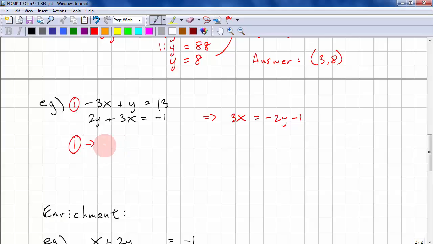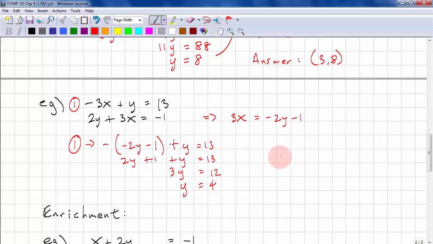Now we substitute back in, so we get minus, and we just use this whole thing, minus 2y minus 1. There's no need to multiply because this is 3x, this is 3x. All we have to do is put the minus sign there. Plus y equals 13. So we have 2y plus 1 plus y equals 13. 2y plus y is 3y. The positive 1 becomes negative 1. 13 minus 1 is 12. So y equals 12 divided by 3, and that's 4.